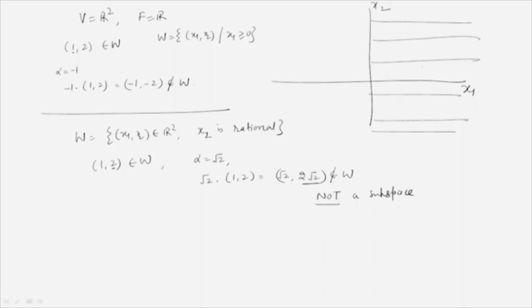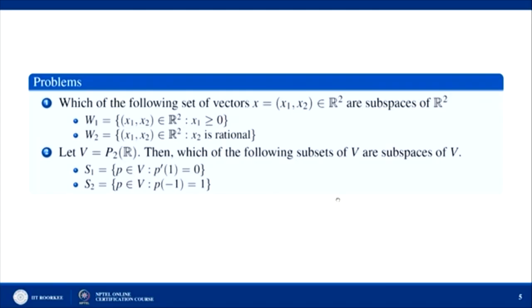Is it clear? Okay. Now discuss the second problem. The second problem is we have taken V as P2, P2 are all polynomials of degree less than or equal to 2 over the real field. Then which of the following subsets of V are the subspaces of V? The first one is all P in V such that P dash 1 equal to 0. Okay. So here V is P2 over the real field R, and W we have taken as all P in V such that P dash 1 is equal to 0.